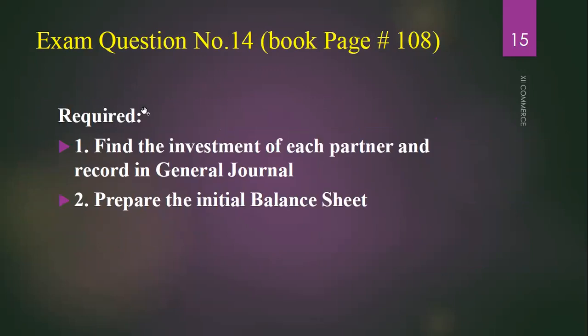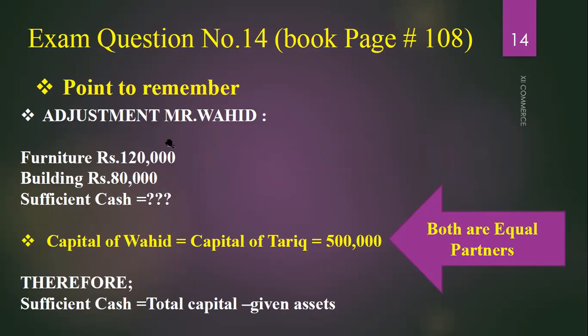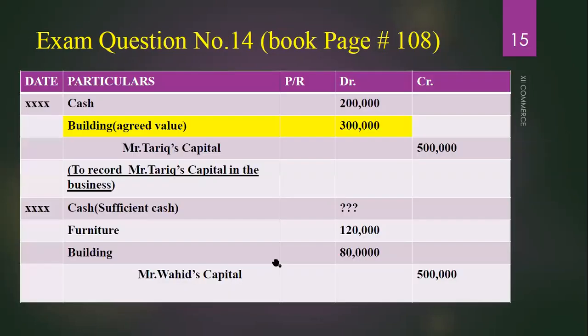This is the requirement as per examination, that you have to find the investment of each partner and prepare the initial balance sheet. We have calculated the investment, that is your 500,000 capital of Mr. Wahid and Mr. Tariq. This will be your journal entry. Cash 200,000, building agreed value we consider, that is your 300,000, and Tariq's capital is 500,000. This is the strategic part of this question.